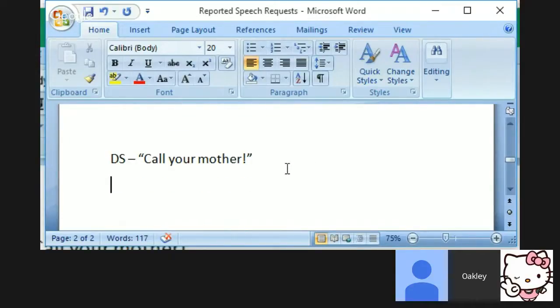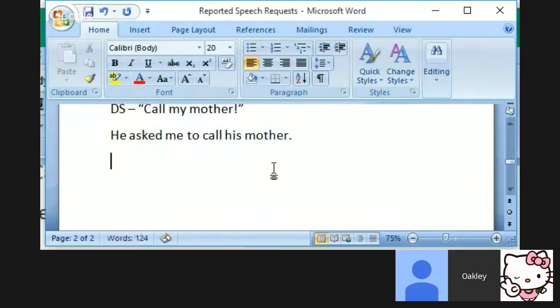He asked me to call his mother. Are you sure about that? If he said "call your mother," then he asked me to call my mother, not his mother. If we wanted "his mother," the original statement would have to be "call my mother." Well, he asked me to call his mother. Now that makes sense. You see.